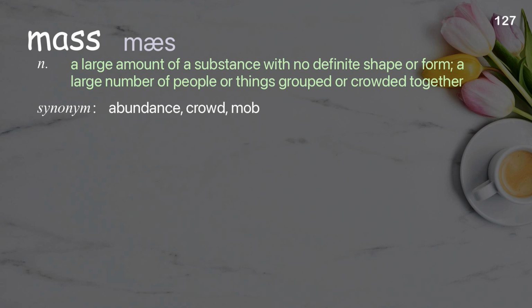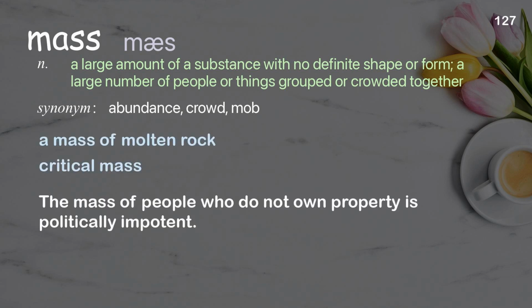Mass. A large amount of a substance with no definite shape or form, a large number of people or things grouped or crowded together. Examples. A mass of molten rock. Critical mass. The mass of people who do not own property is politically impotent.